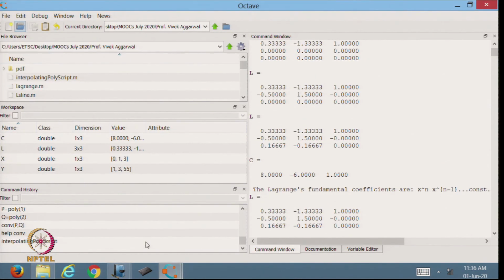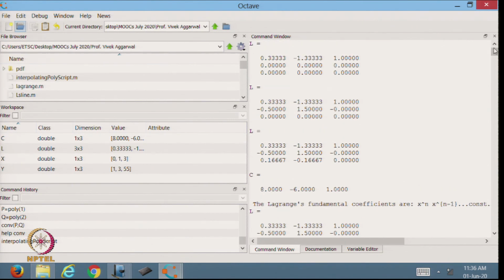So, this is the answer I am going to get. Now, the first, because I am printing this one for the whole loop. If I go for the first one, these are the values I am getting: 0.33, minus 1.3 and 1. So, these are the coefficients of the first Lagrangian polynomial, that fundamental polynomial.